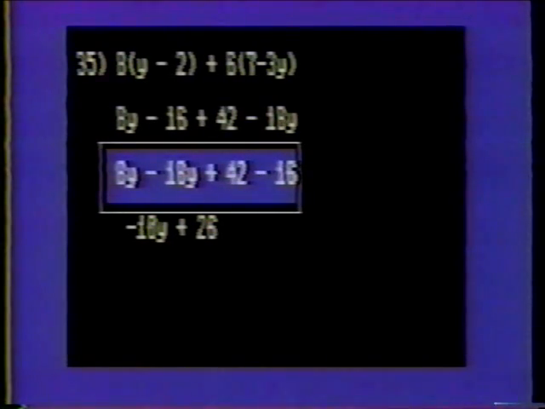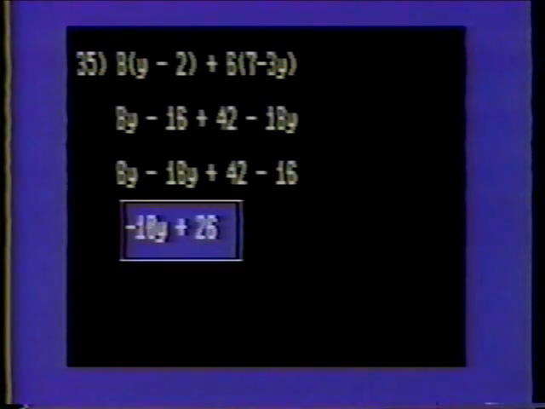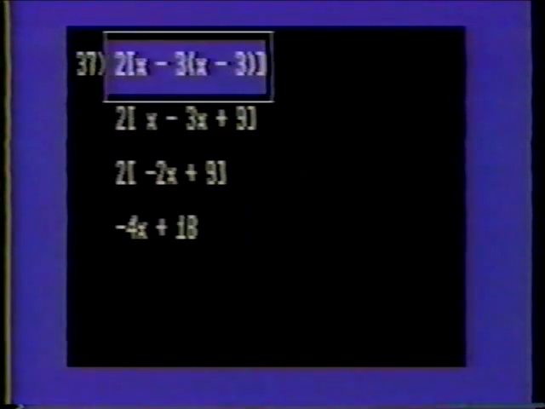Grouping all the like terms together, we have 8y minus 18y plus 42 minus 16. 8y minus 18y is negative 10y. 42 minus 16 is 26. Thus we have negative 10y plus 26.